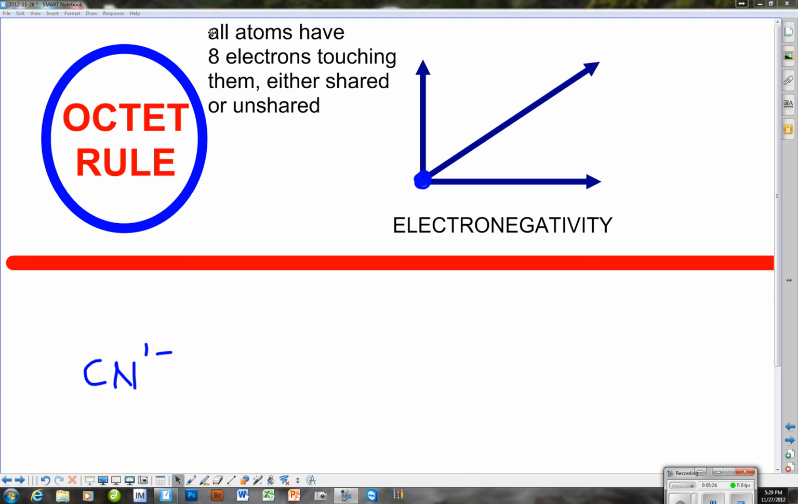So, the octet rule again, all atoms have 8 electrons touching them, either shared or unshared. And then we went through electronegativity. Electronegativity is important in drawing Lewis structures because that determines which atom will wind up in the middle if you have 3 or more atoms. And for electronegativity, what I do is I draw these arrows for trends in such a way that this whole thing here represents the periodic chart. And as that represents the periodic chart, let's see if I can get another arrow in here for us.